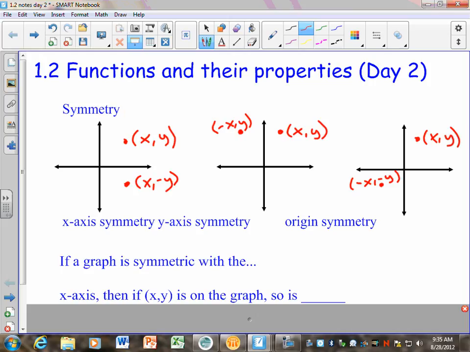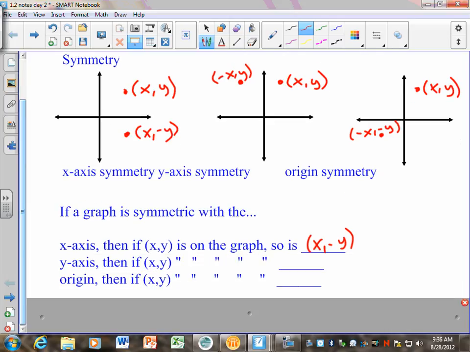I wrote this out down here at the bottom, and it's up to you whether you write it down. If that makes sense to you, you might not need to. But the rule is, if a graph is symmetric with the x-axis, then if (x, y) is on the graph, the point down here, (x, negative y), is also on the graph. We're going to do some testing for symmetry with equations, and this is how we're going to do it. I feel like the graphs make a lot of sense, but if you like to have words out, like steps, you might want to write that down.